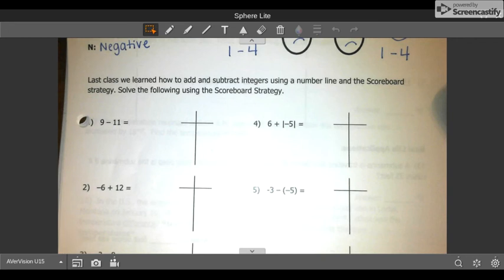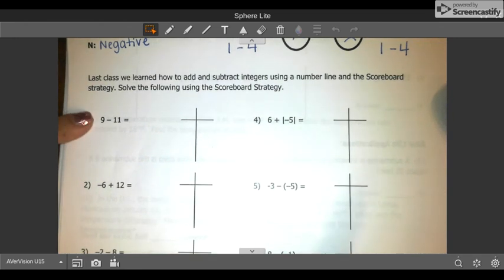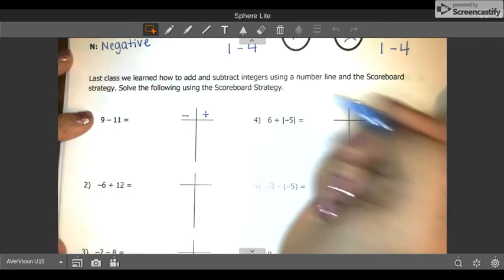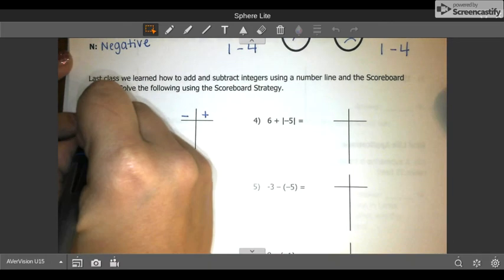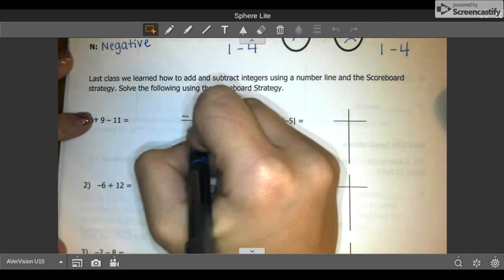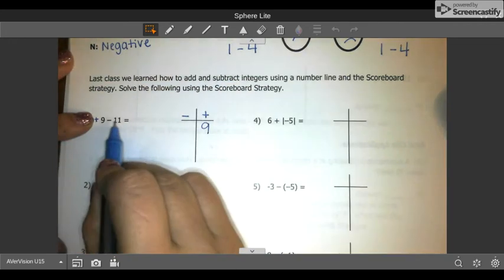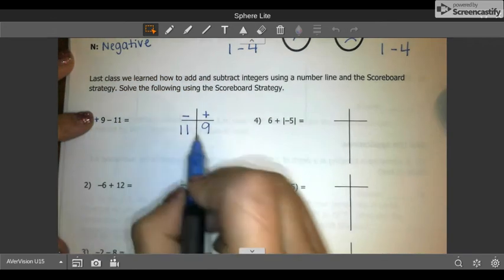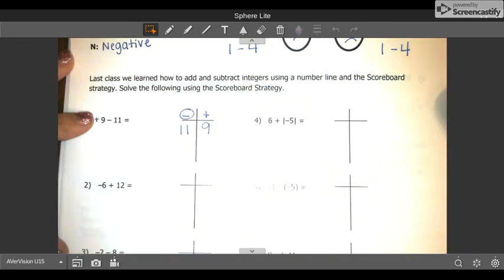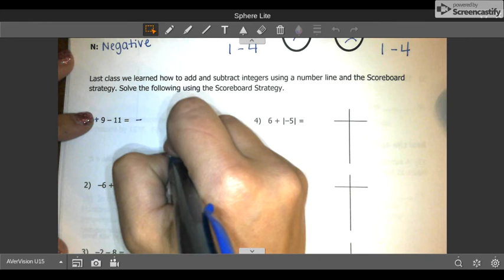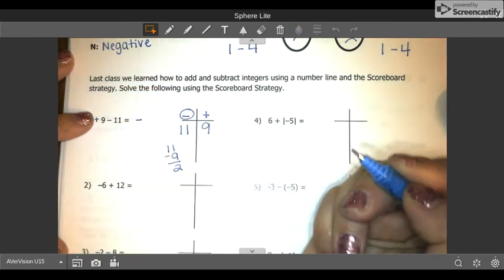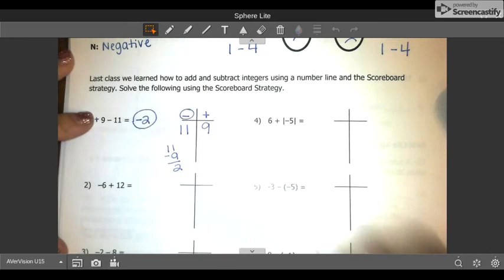Okay. Last class, we learned how to add and subtract integers using the number line and the scoreboard strategy. Solve the following using the scoreboard strategy. Okay, let's start with 9 minus 11. So you're going to look at each number and say, are we adding that number or are we taking it away? Since there's no sign in front of the 9, it's technically positive. So we're adding a 9 and we're taking an 11 away. Which sign wins? Negatives. So my answer is going to be negative. By how much? You have to do 11 minus 9 and you'll get 2. So the answer is negatives win by 2.